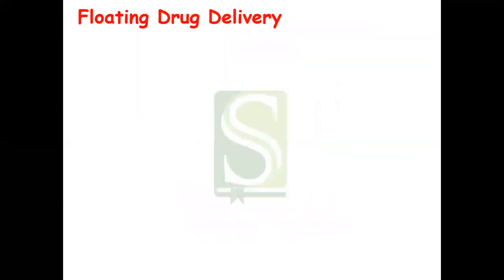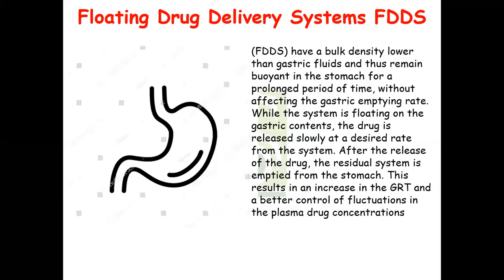So first we will see the floating drug delivery system. The floating drug delivery system is also abbreviated as FDDS. So FDDS has a bulk density lower than the gastric fluid. The gastric fluid almost has a density around 1. So the formulation should have density less than 1 so that it will float on the gastric fluid.